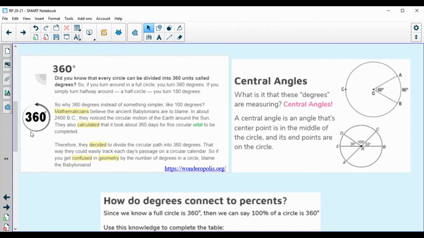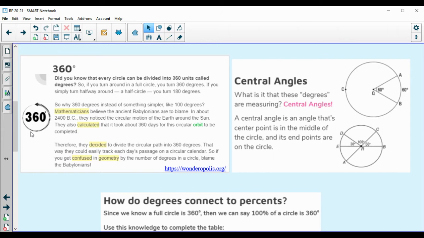So I actually had no idea why circles were divided into 360 degrees. So I found this great website called wonderopolis.org, and they have all kinds of information about any kind of thing you could possibly wonder about. And I learned something new. I learned that mathematicians believe the ancient Babylonians are to blame for having 360 degrees in a circle instead of something simpler like 100.